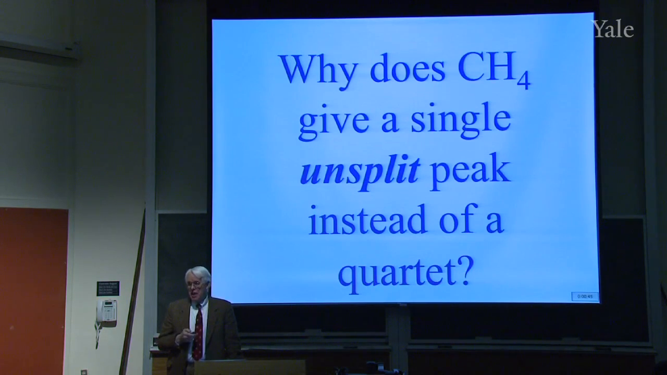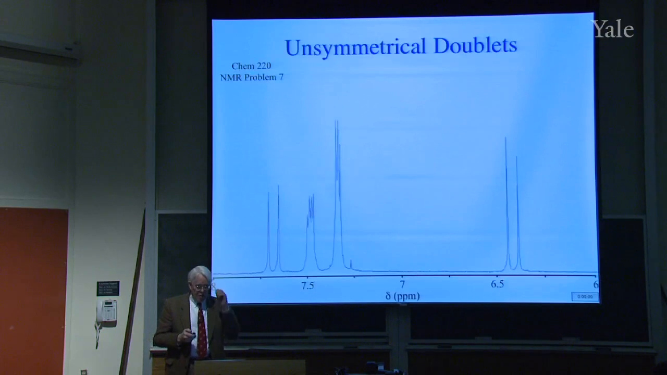So where did the splitting go? This is related to what we talked about last time, where a book said that the splitting constant is 0. And I said, that's not true. The splitting constant is high, it might be 10, but it's not observable. So why don't you see quartets for CH4?